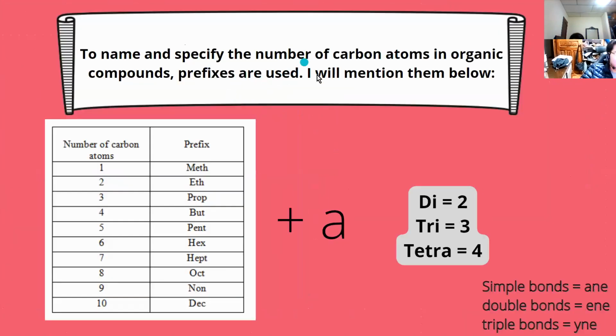To name and specify the number of carbon atoms in organic compounds, prefixes are used. I will mention them below. In the picture, you can see the number of carbon atoms and the prefix that we use. Then we put the letter A to facilitate the pronunciation, and di, tri or tetra.